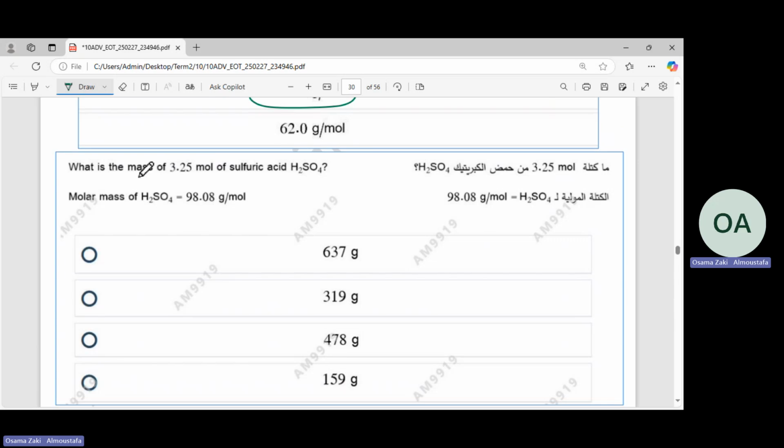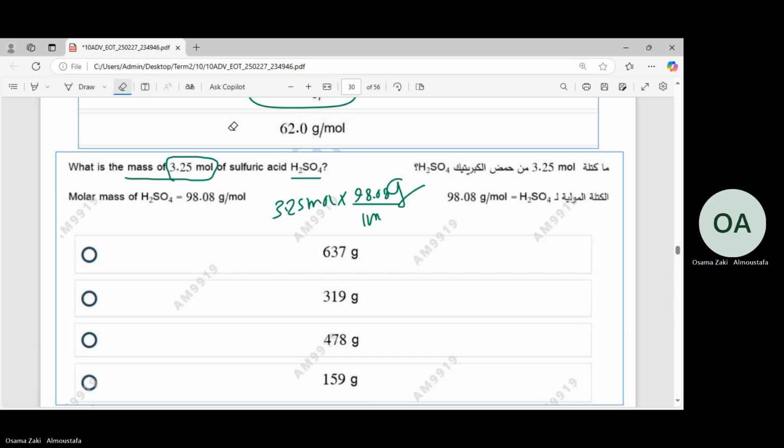Now, what's the mass of this mole? So the same procedure: we have mole and we convert to mass. So 3.25 moles times the molar mass, which is 98.08 grams over 1 mole. So we cancel mole and moles, then we can use the calculator to find the answer.